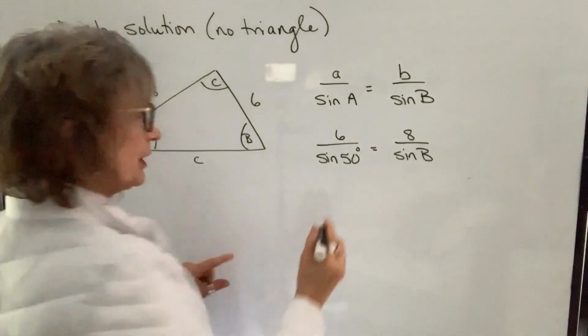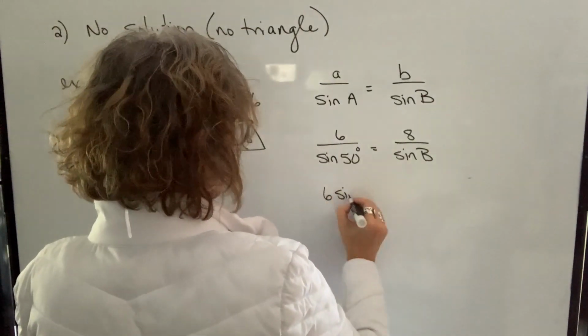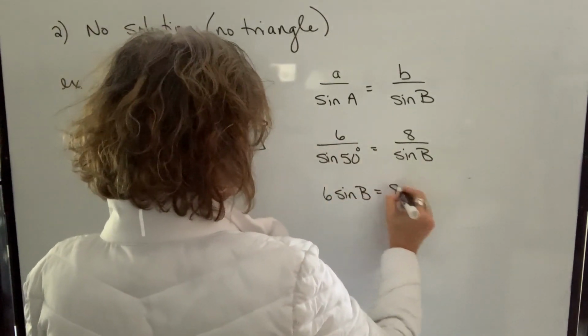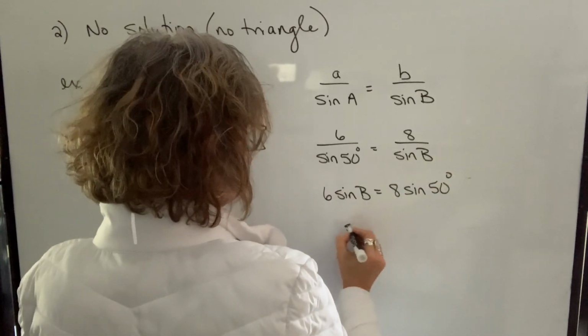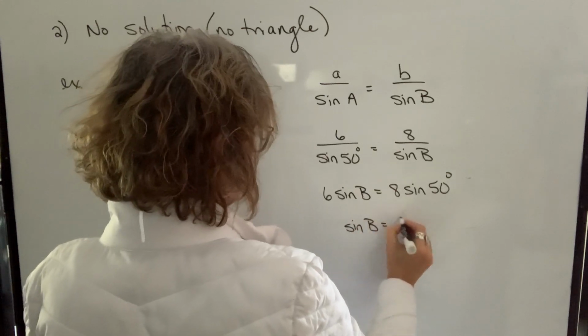So 6 divided by the sine of 50 degrees will equal 8 divided by the sine of B. We need to find sine of B. We're going to cross multiply. We're going to divide by 6 so we can isolate sine of B.